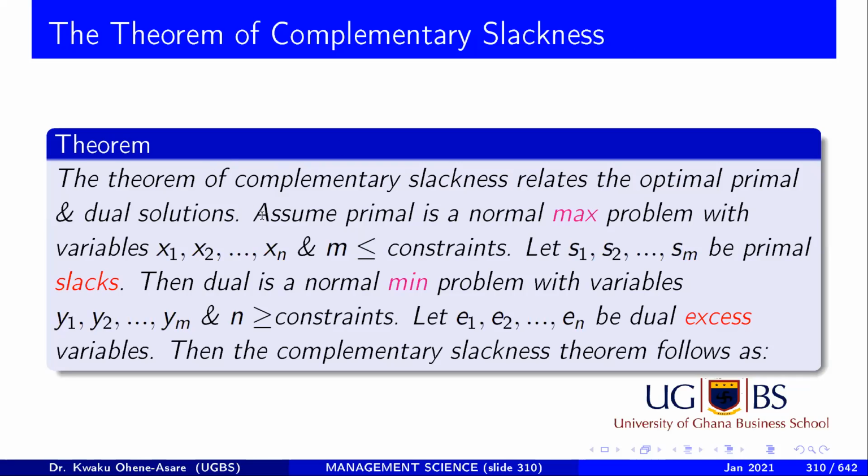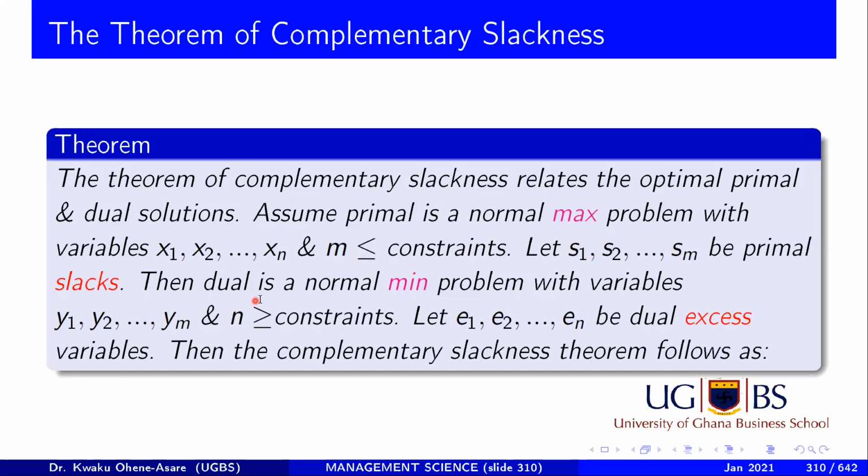So let's assume that, and I need to show you with this, so let me annotate this point, okay? Let's assume that you have a primal model, and this is a normal maximization problem. And the variables are the x's, x1, x2, up to xn. And then you have m less than or equal to constraints. Let's assume that S1, S2, S3 are the primal slacks, something you already know from the standard form.